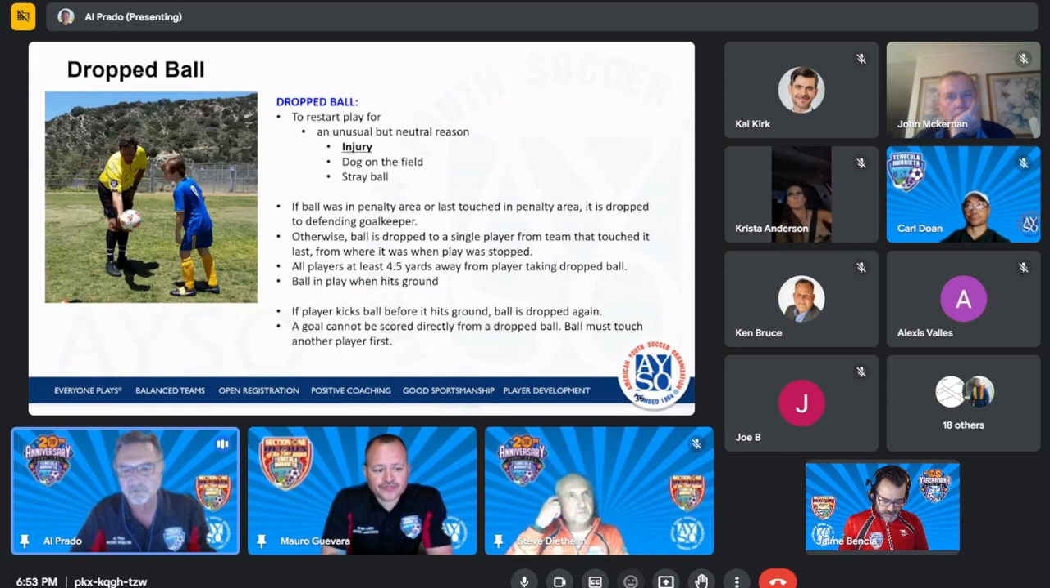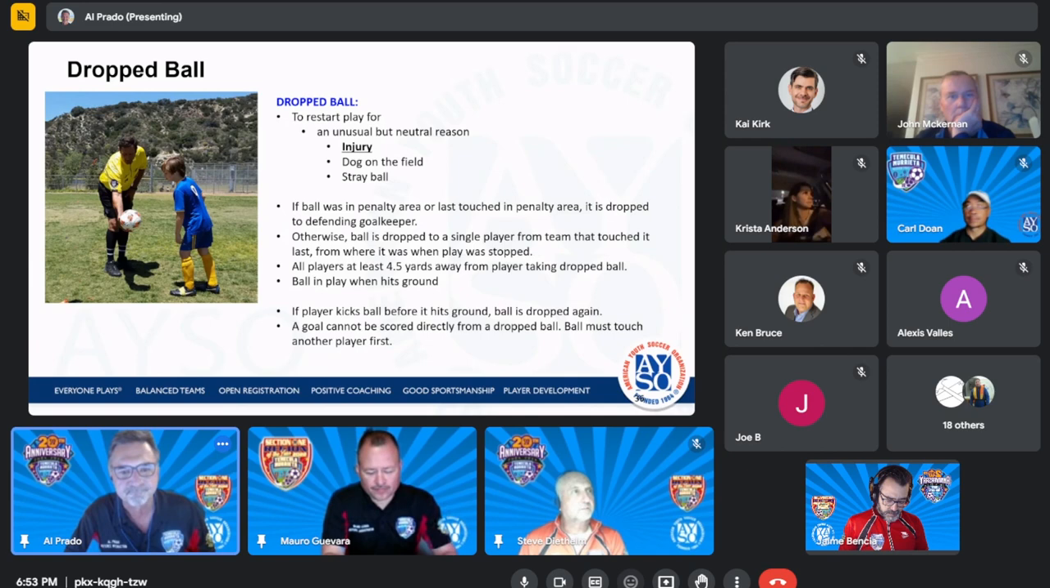You stand that close, you drop it. You drop it to the ground. You don't roll it. It's not a bowling ball. It's a drop ball. Okay. And it's in play once it hits the ground. Okay. That's one of the restarts, or the restart that you as a referee actually put the ball in play.